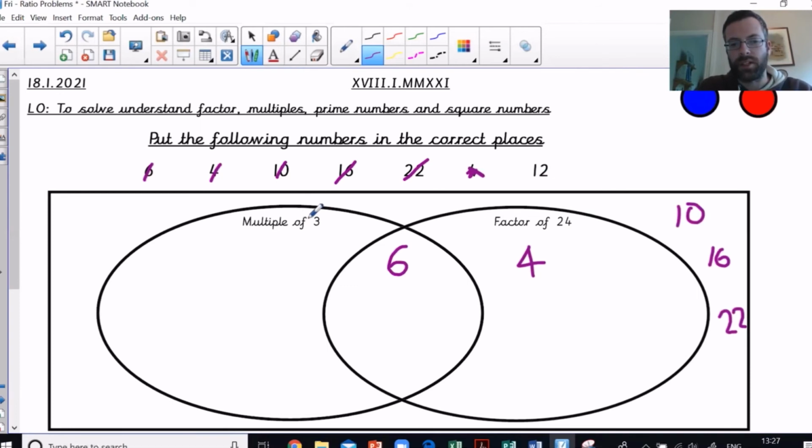And then finally 12. Is it a multiple of 3? 3, 6, 9, 12. Yes, it is. Can I divide 24 by 12? Yes, I can. So 12 is going to go in the middle.